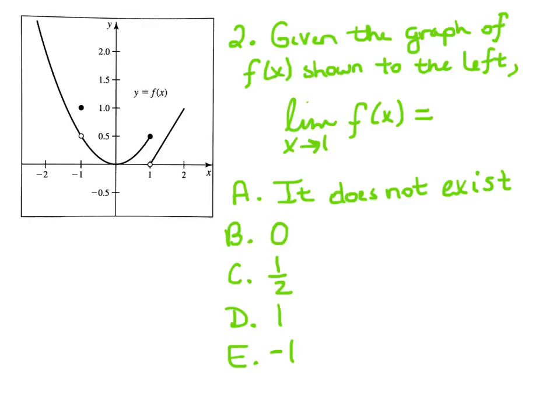So if I look at my graph, as x approaches 1 from the left, my graph is approaching this value up here at 0.5. But as I approach 1 from the right, my graph is approaching this value down here, which is a 0. And since my left-hand limit and my right-hand limit are not going to the same value, this limit does not exist. And so our answer is answer A.